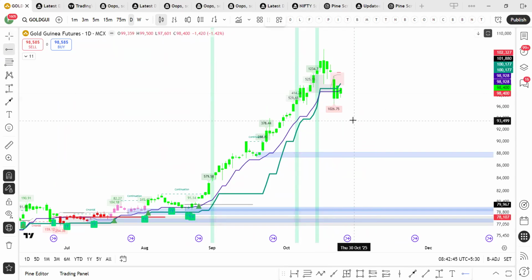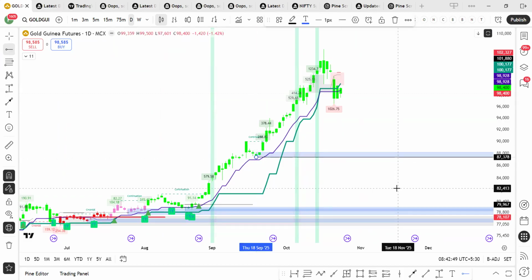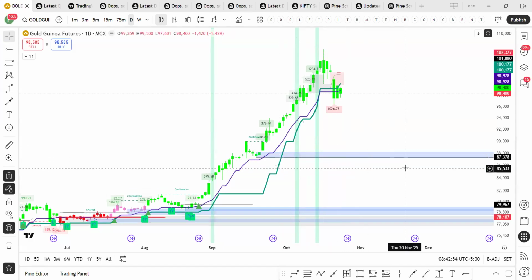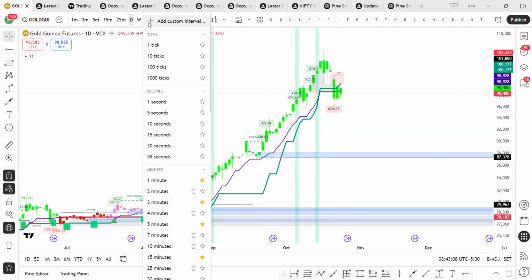And for very, very long term investment, then 87,378 is the level, but I don't think people sell physical gold. So those who are using it for momentum entries, this would be a buy signal, prices went up, and this will be the exit signal. This is based on the daily chart.